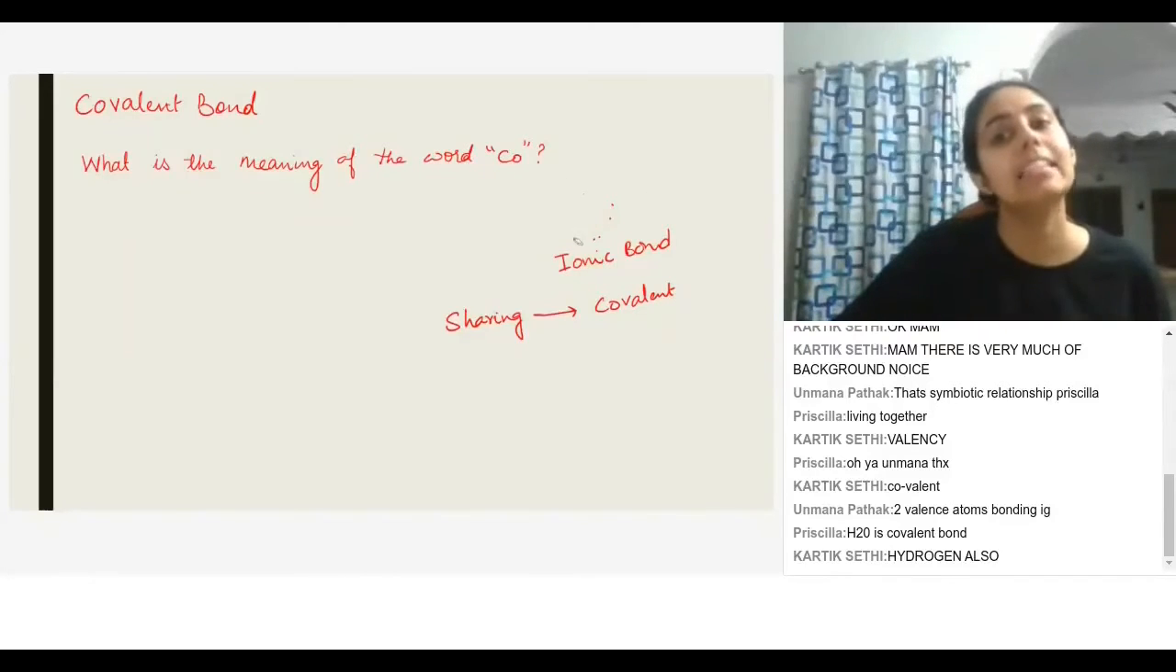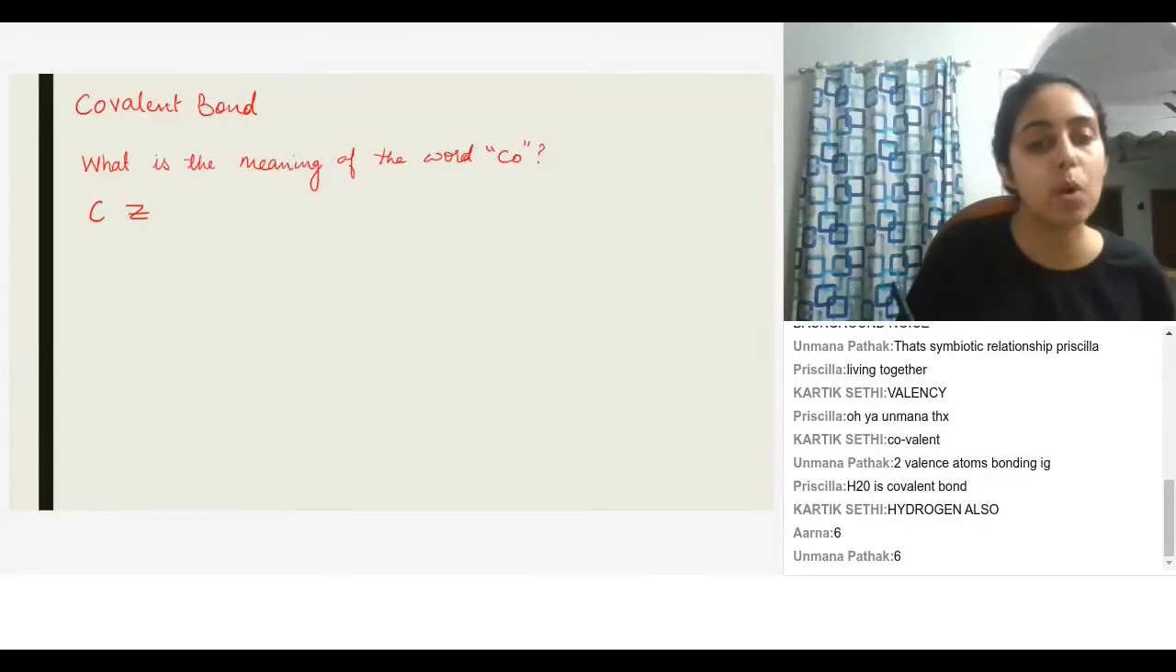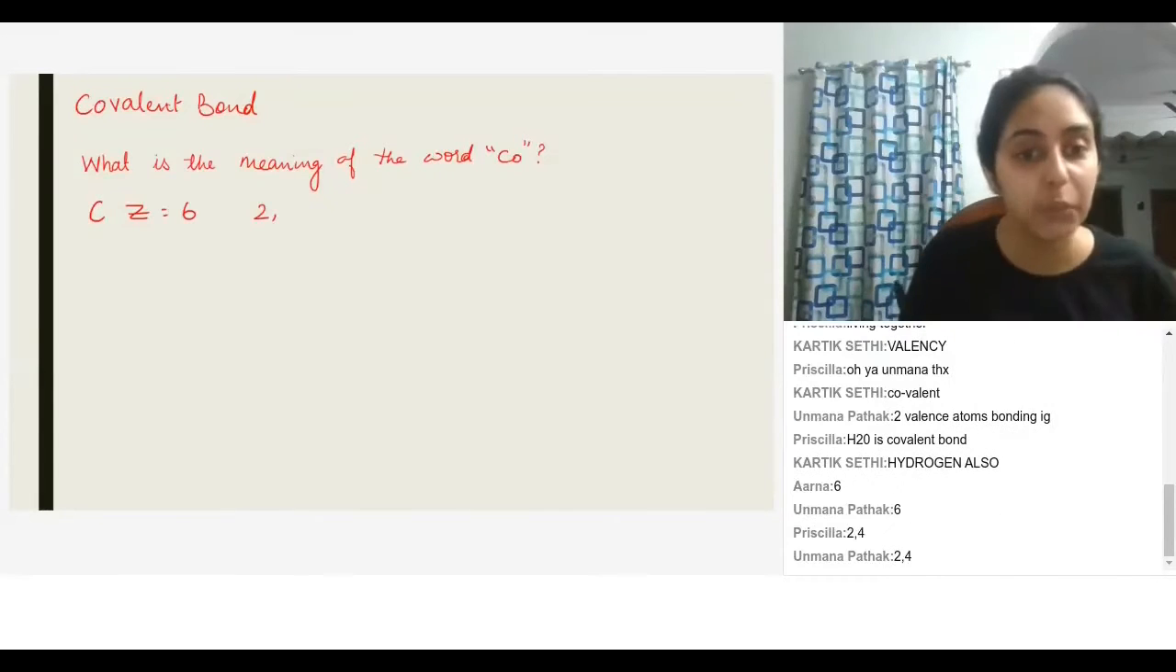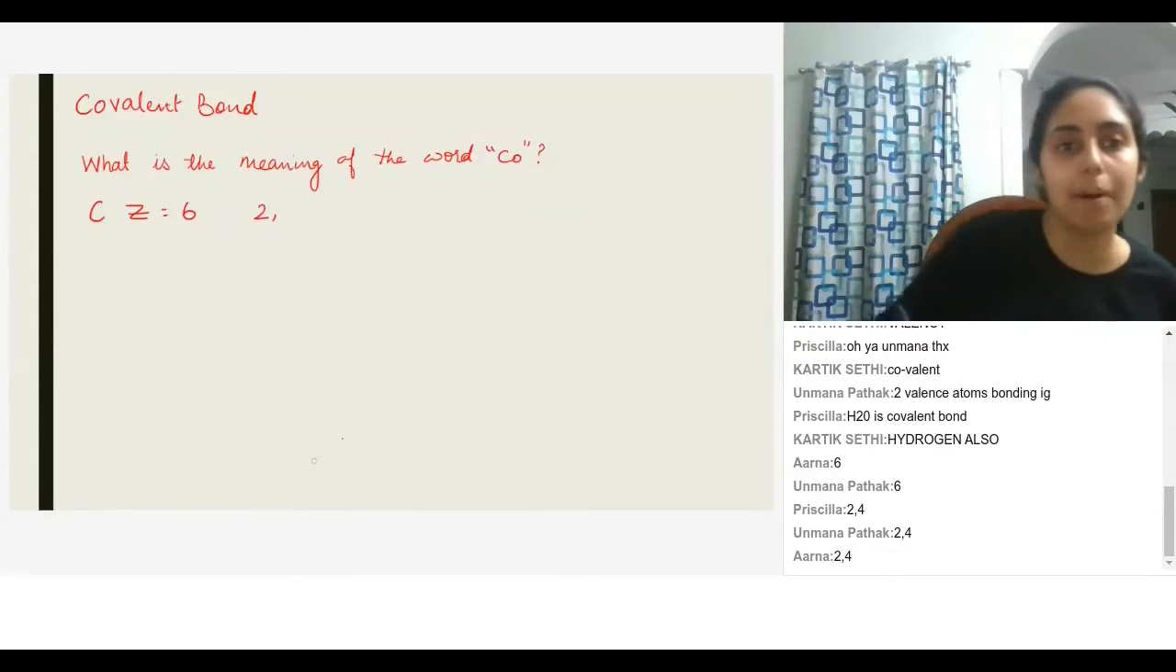So what is the atomic number for carbon? The atomic number is 6, okay? So if the atomic number is 6, what is the electronic configuration? 2, 4. Very good, Priscilla, Unmana, Arna. Excellent. So the electronic configuration is 2, 4.